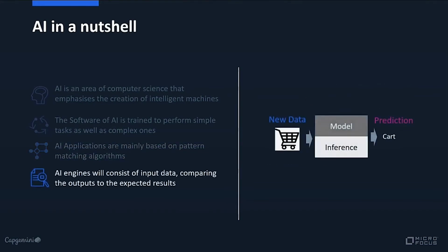So in summary, an AI engine consists of input data, and it compares the output to the expected results. As an example, when you build an AI model to recognize a cart icon, you provide that as an input to the model with its inference. At the end of the day, it will be able to predict whether it's a cart. However, it will not be able to tell what it is if it's not a cart, unless you train it to do so.